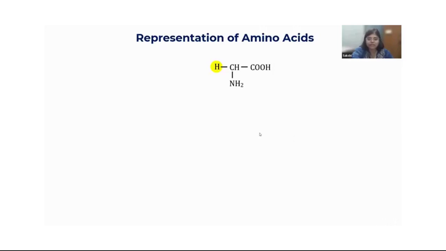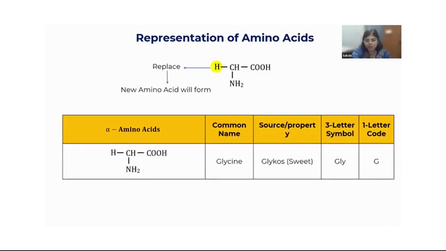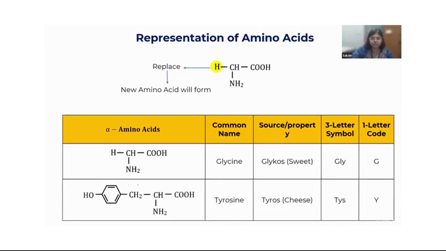So we have this, and if I replace this with another amino acid group, what will happen? A new amino acid will form, right? It can be any group. So for example, can you see here? I replace, this is the basic amino acid, which is known as glycine. The symbol is GLY, and the code is G. Here I replace it with this, so this is known as tyrosine. Basically, an amino acid is nothing but a compound which has NH2 and COOH. So different types of amino acids represent different proteins, right?